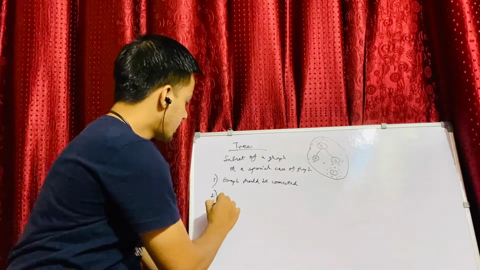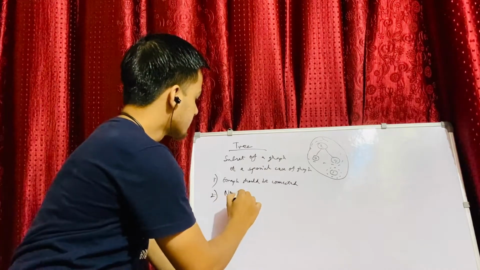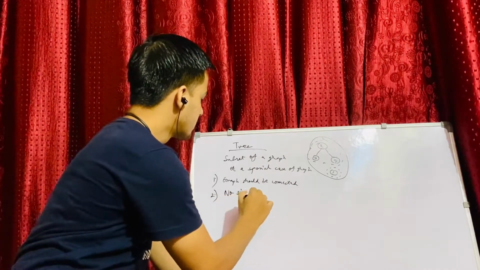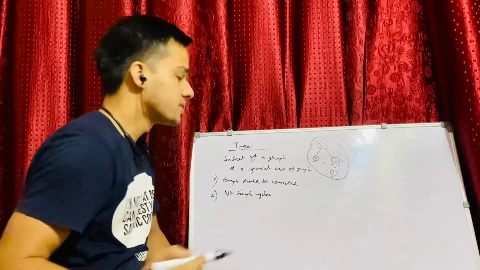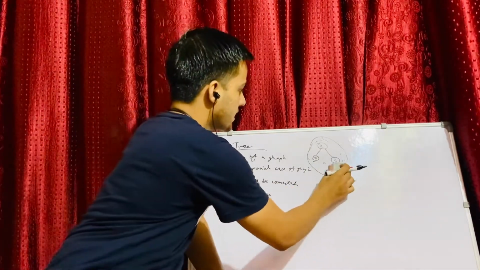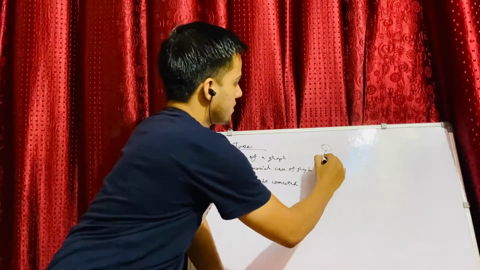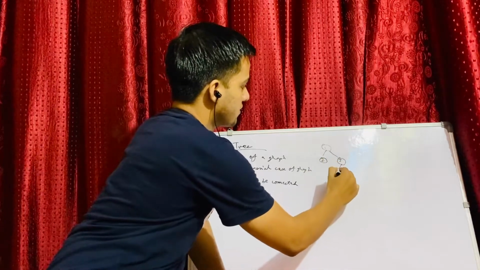The second condition is that it should not have any cycles, no simple cycles. What I mean by a cycle is, let's take the same case where we had nodes 1, 2, 3.